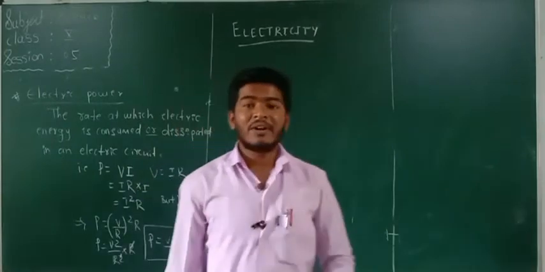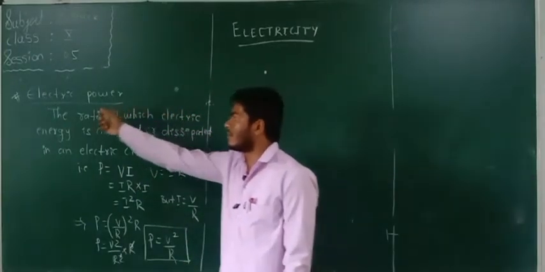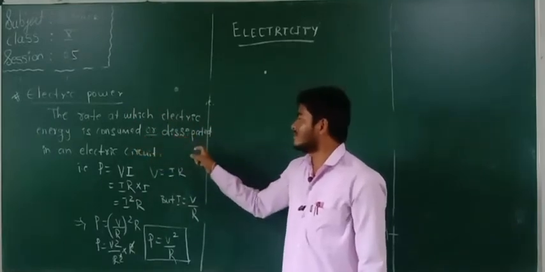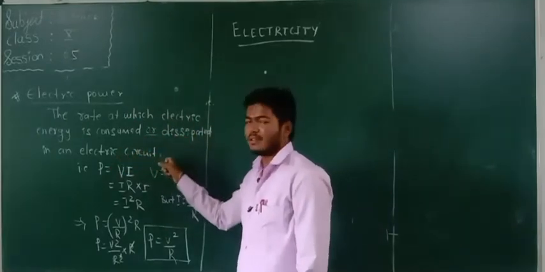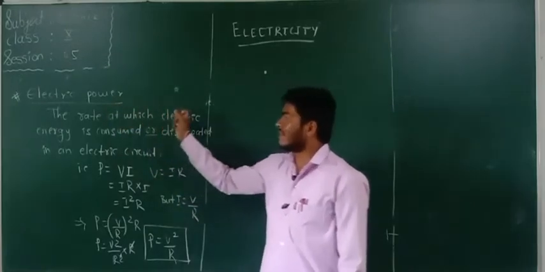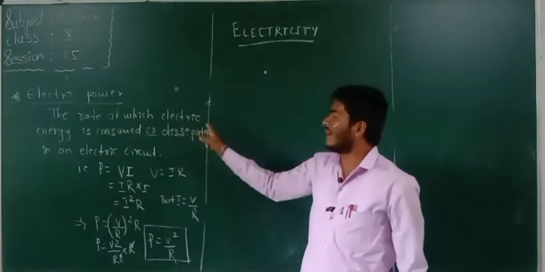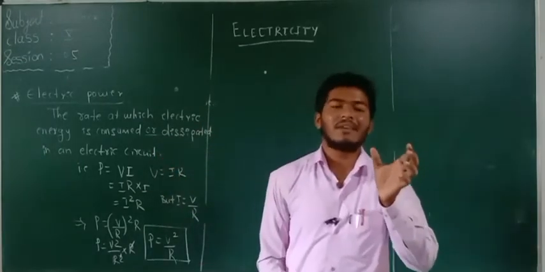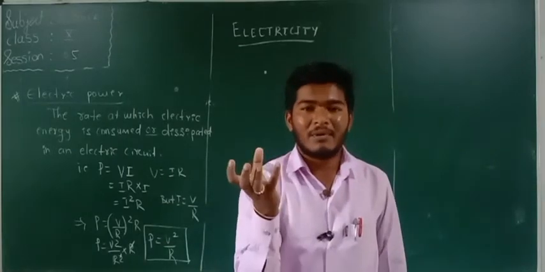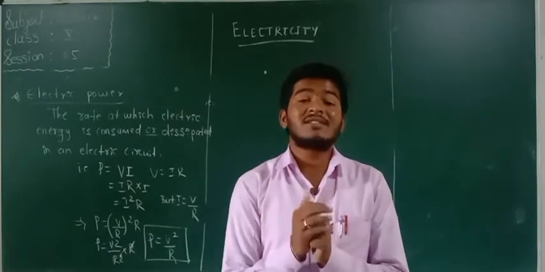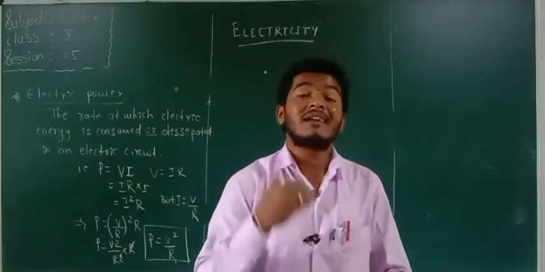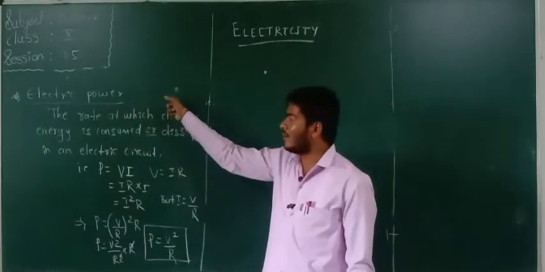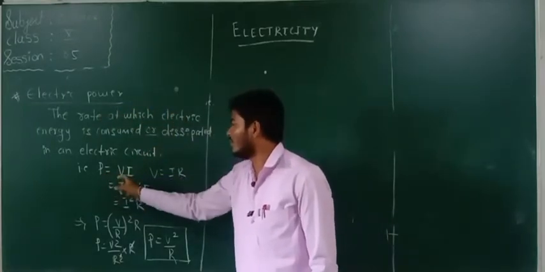Yes, the last point of this chapter is the electric power. What is electric power? The rate at which electric energy is consumed or dissipated in an electric circuit. For example, if you are using an electric bulb for 1 hour, how much energy will be utilized in 1 hour? That can be calculated by using electric power, that is, electric power P is equal to V into I.